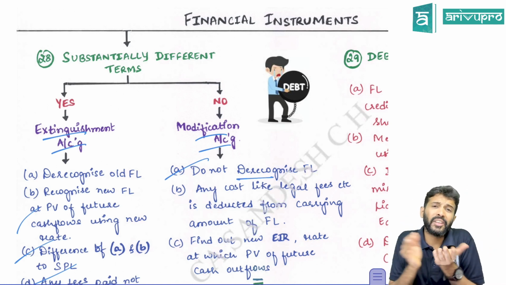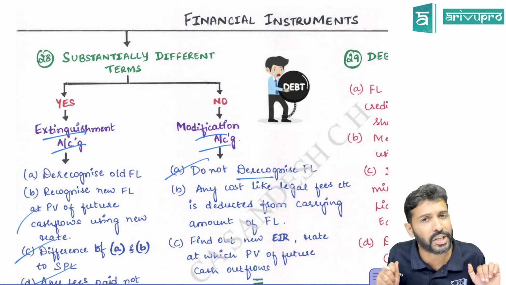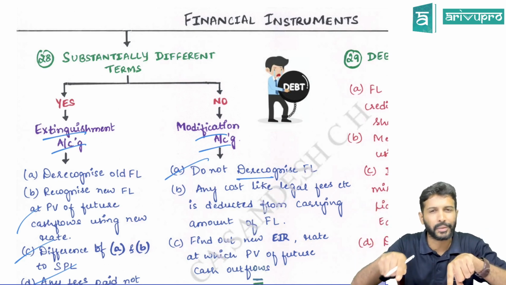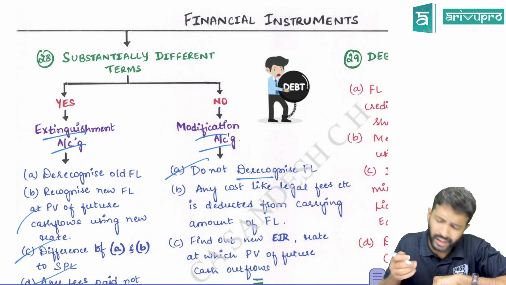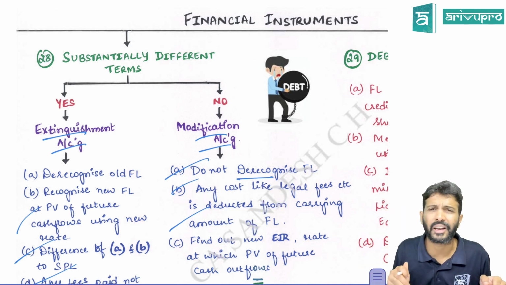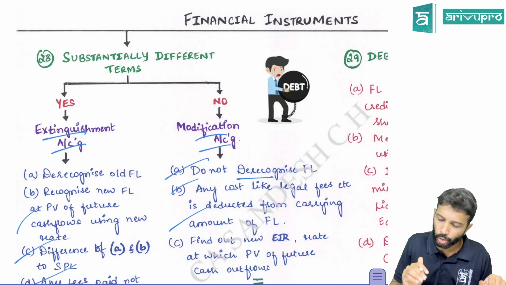Effective interest rate is simply the rate at which the present value of cash inflow will be equal to the present value of cash outflow. So find out the new effective interest rate and prepare the new ACM table as per that new EIR and do the accounting, same accounting: book the finance charges and record the repayments, etc. All that accounting is still the same. Just that the new EIR will come into the picture there.